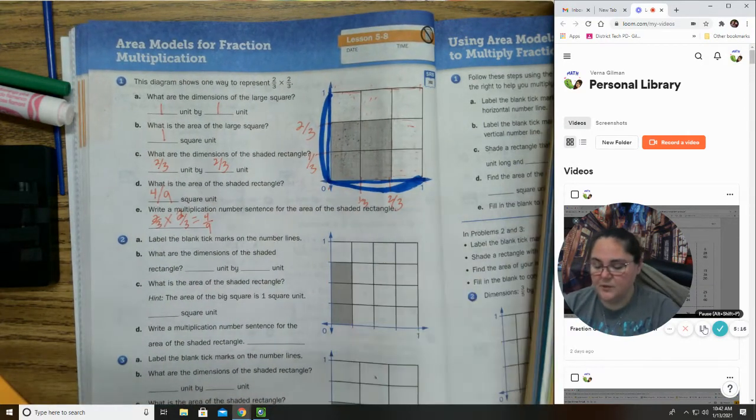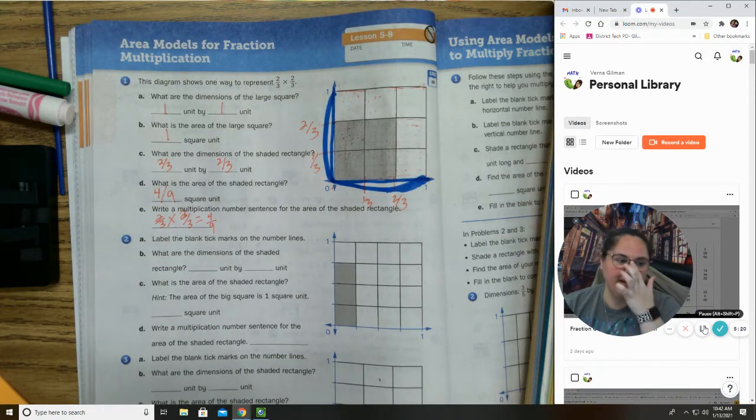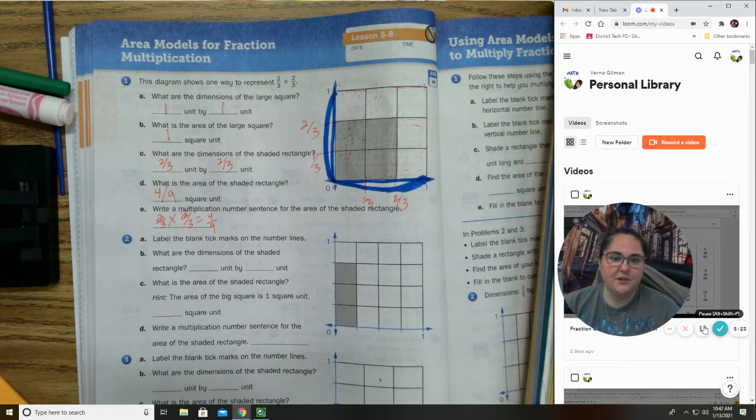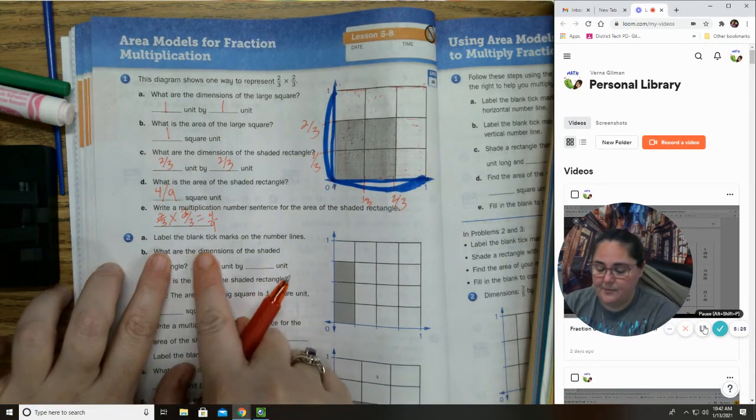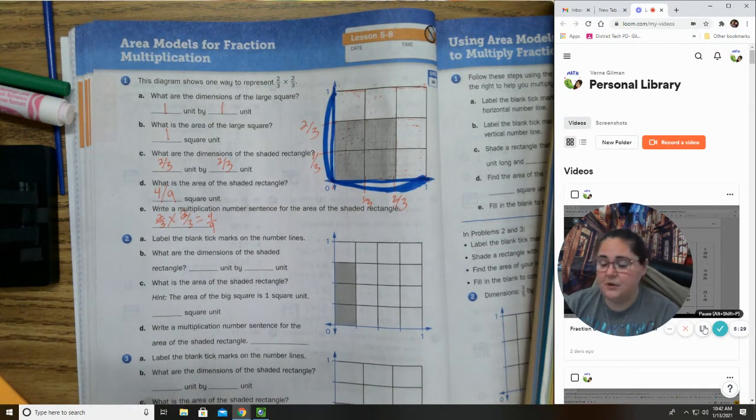Now, we're going to use what we did in number 1 to help us with number 2 and number 3. The first thing that you're going to do, and it tells you right here, is label the blank tick marks on the number lines. So the very first thing you're going to do, and by the way, this is something you're going to have to do on your test.